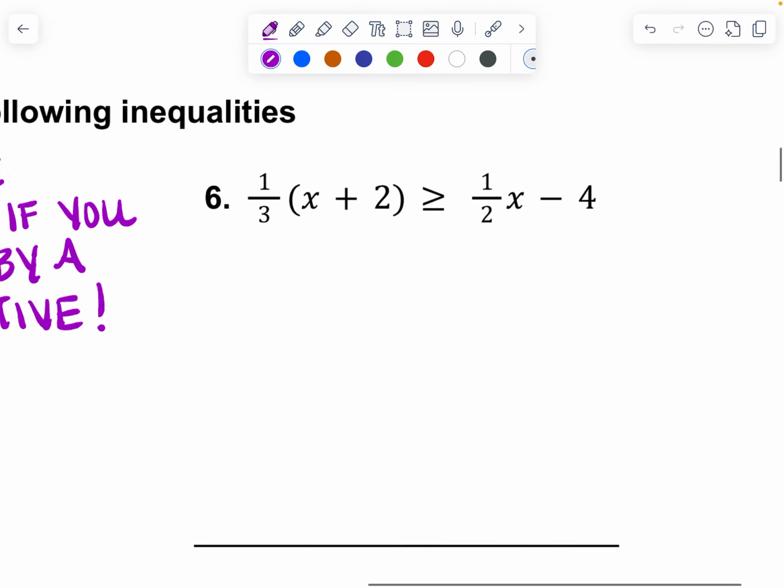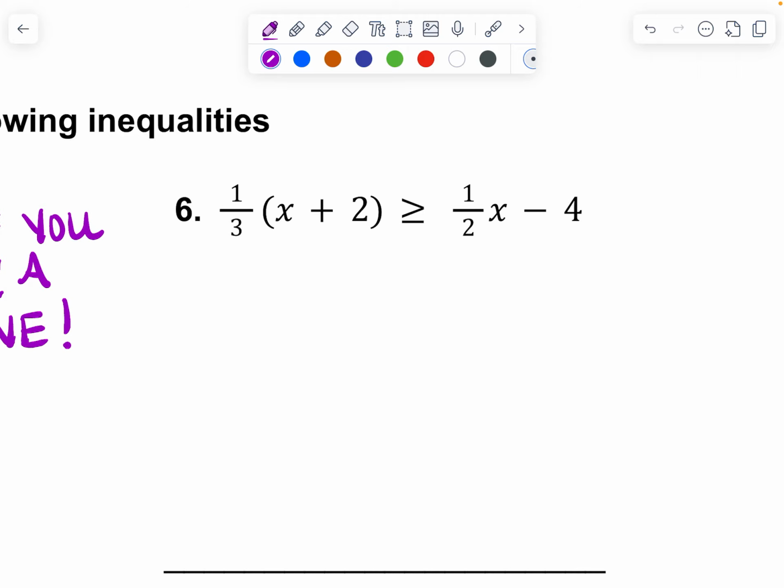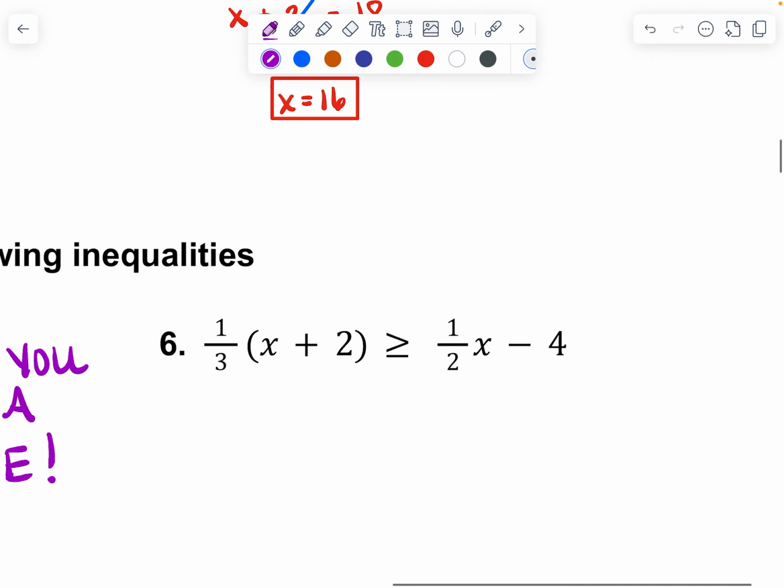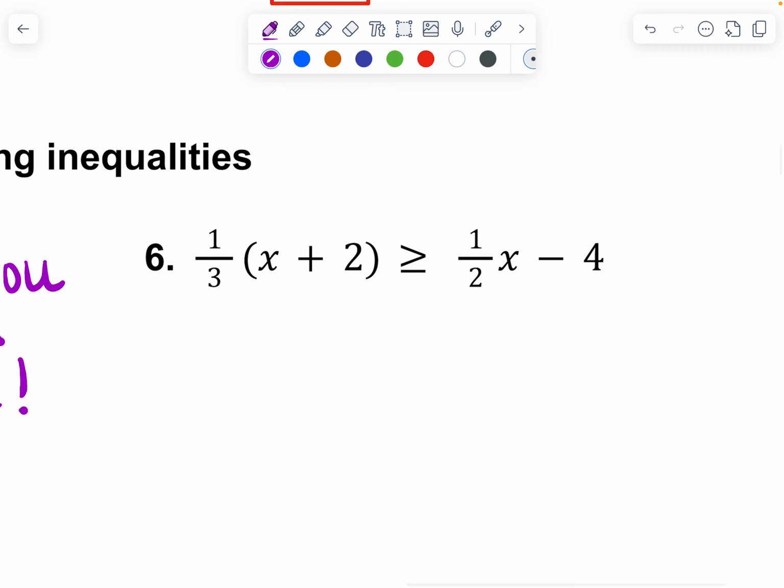Here we go, next one. All right, so I'm going to stay consistent with what I just did on number 4, and I'm going to go ahead and get rid of my parentheses first. You do not have to solve it the same way I'm doing it. We'll all get the same answer if we were solving it correctly and not breaking any math rules.